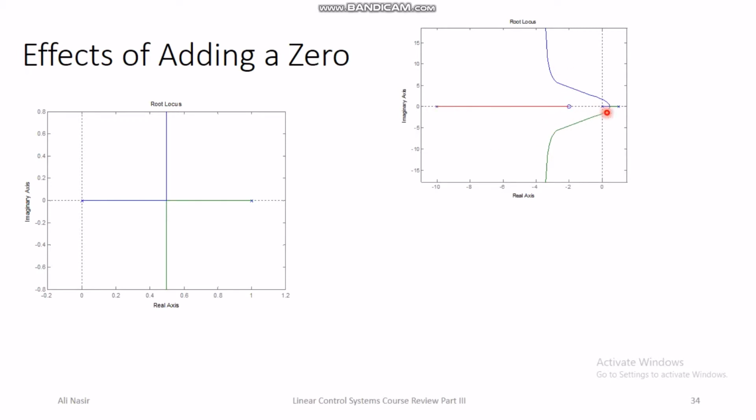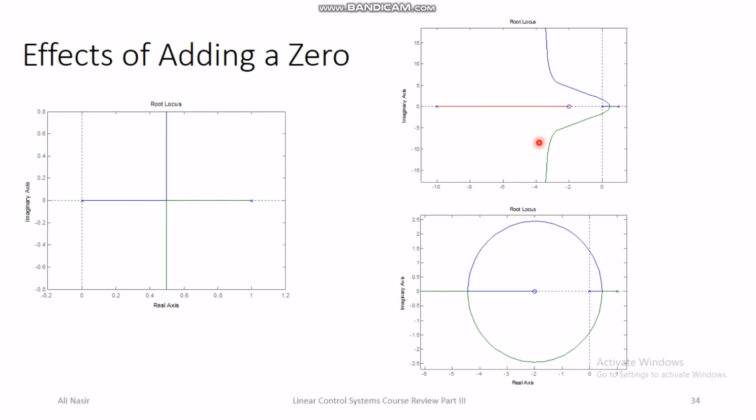The effect of adding this zero was to make this root locus come towards the left side, and if we add a zero without adding the pole, then it is even better. This pole causes some sluggishness in the response, and if you remove this pole, the response becomes even better, with less overshoot and a faster settling time.